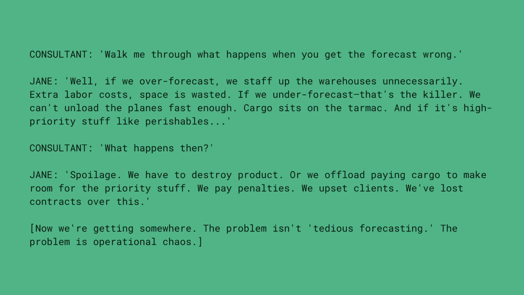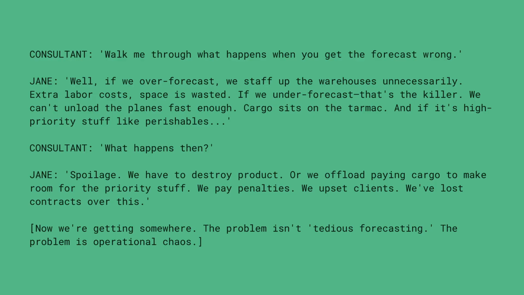So the consultant says, walk me through what happens when you get the forecast wrong. Jane says, well, if we overforecast, we staff up the warehouse unnecessarily, extra labor cost, space is wasted. If we underforecast, that's a killer. We can't unload the planes fast enough, cargo sits on the tarmac, and if it's high priority stuff, it's perishable. What happens then? Spoilage. We have to destroy product or we offload paying cargo to make room for the priority stuff. We pay penalties, we upset clients, we have lost contracts over this.